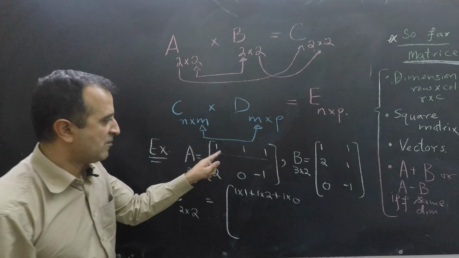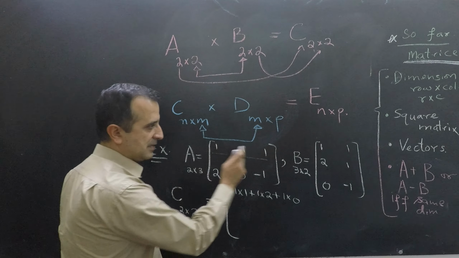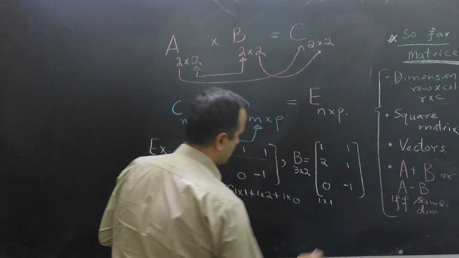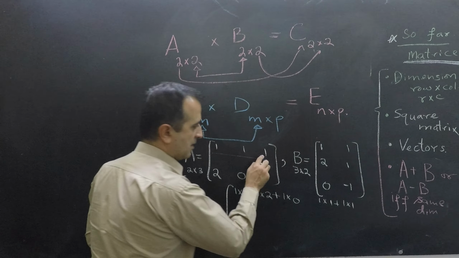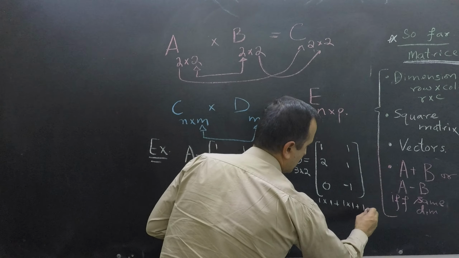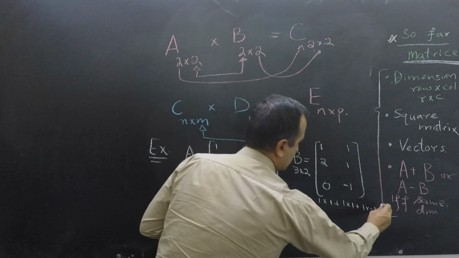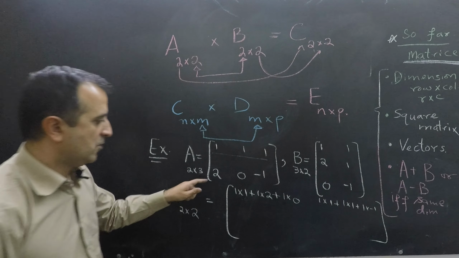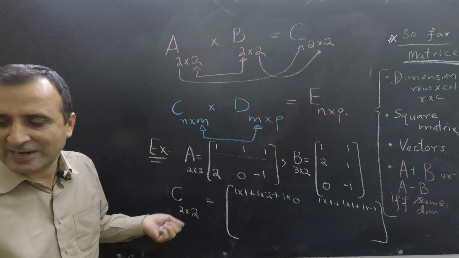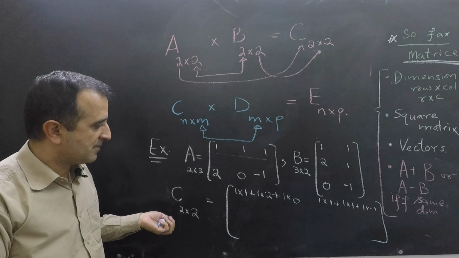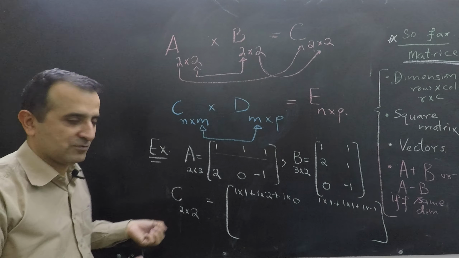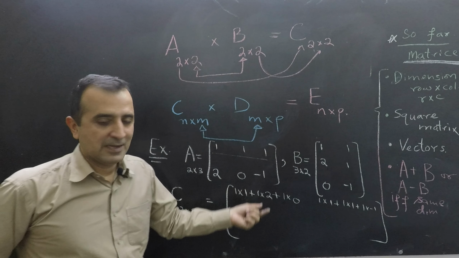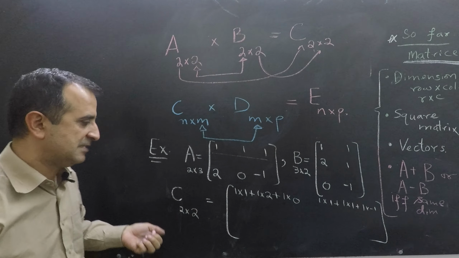So what will it be? 1 multiplied by 1, 1 multiplied by 1, and 1 multiplied by minus 1. Right? And then below, what will the next step be? We are going to multiply the second row with both the columns. If you understand the first step, then the second step is easy. We have to repeat the same process.